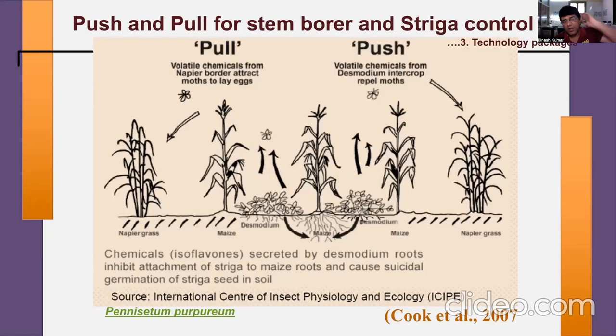Now, this example I want to tell you. This is very important: how an intercropping system can help to control insect pest and disease, or here, insects and weeds.